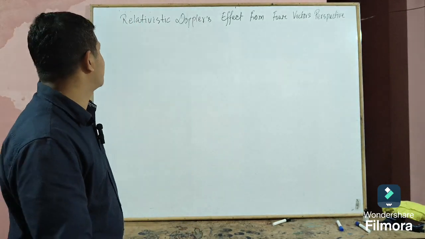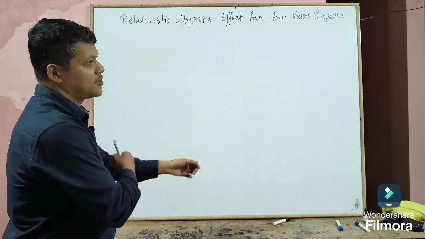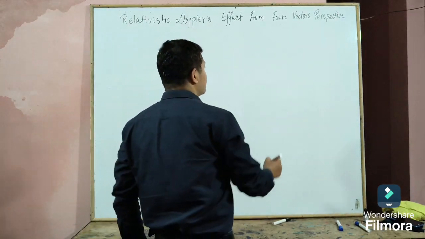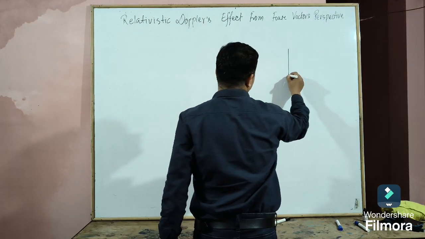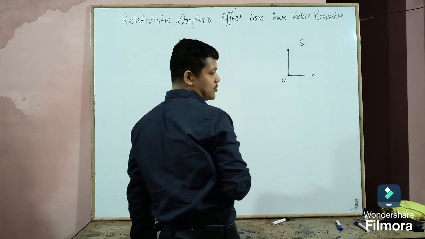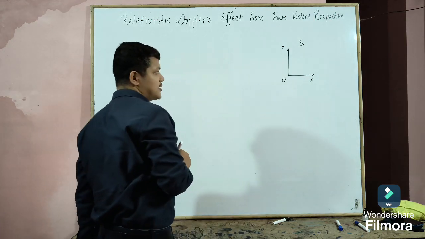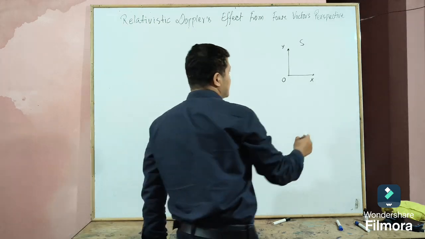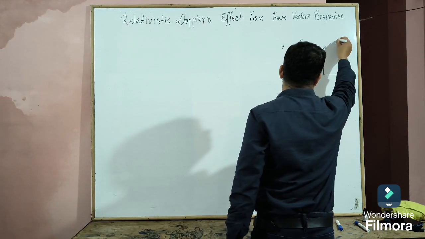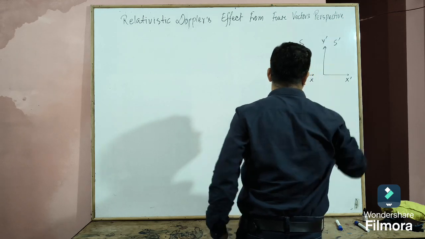So now let's start. Relativistic Doppler's effect from the four vectors perspective. First let us consider two inertial frames. Suppose one is S, and its origin is O. This is your x-axis, this is y-axis. Now let us consider another system of coordinates or inertial frame, suppose S dash. Here this is x dash, this is y dash.